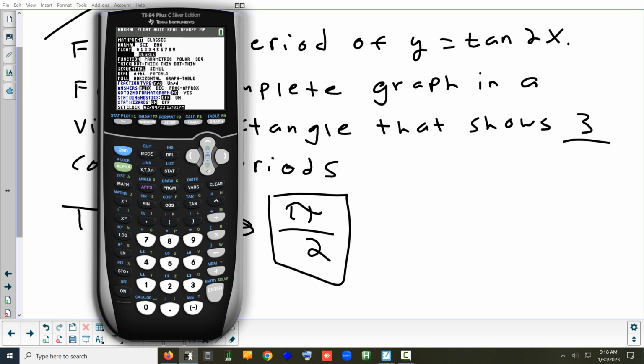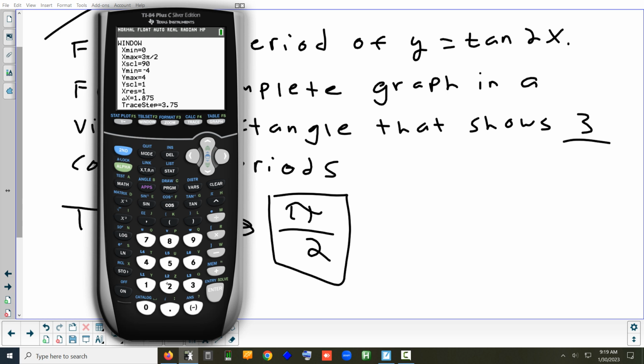All right, so first thing, because we're dealing in radians, pi over 2, that's a radian. Let's put our calculator in radians. Now, the only condition here is to show 3 cycles, you need to set a window that's 3 pi over 2 units wide. There's lots of ways to do that. I think 0 to 3 pi over 2 is the easiest.